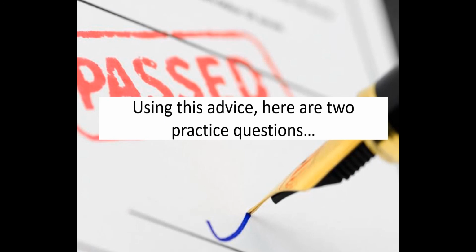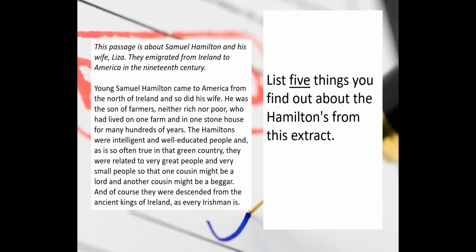Okay, based on that then I'm going to finish this revision session with 2 practice questions, one of which the students have seen because they saw it in their last mock, and the other one I'm going to leave them to do at home as revision. Now this task is the one they were set for their last mock exam. It asked them to list 5 things to find out about the Hamiltons from this extract. Where some of the students lost marks is where they assumed that the focus was on Sam Hamilton. Now, that's not the case.